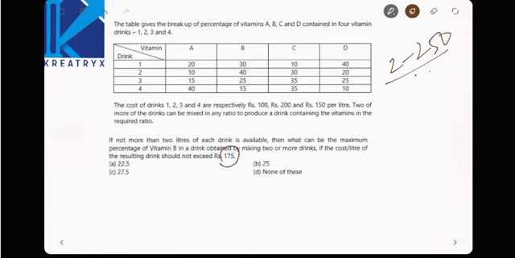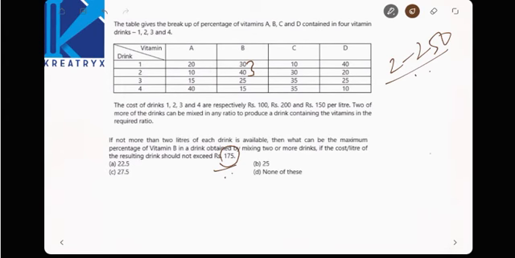Now see here, percentage of vitamin B, maximum percentage. If you want the maximum percentage, then you have to take drink 1 and 2, right? And the cost must not exceed 175. Let us see here, drink 1 has 30 concentration, drink 2 has 40. Now let us take with values.